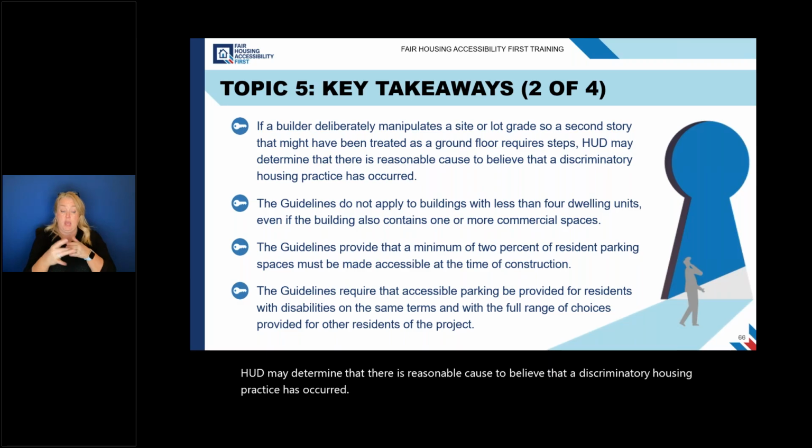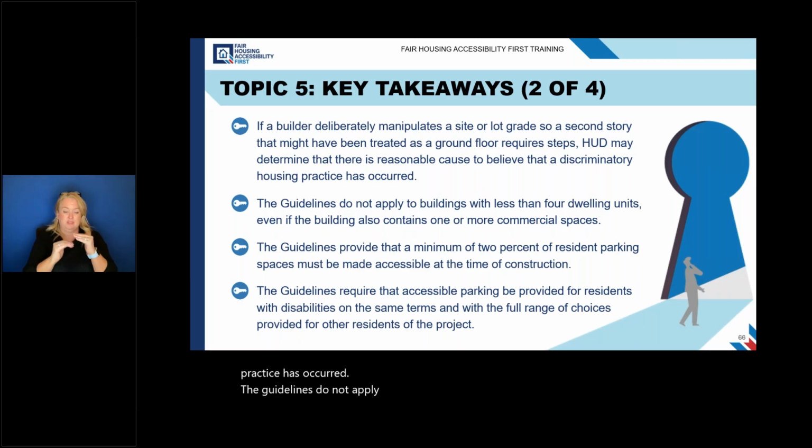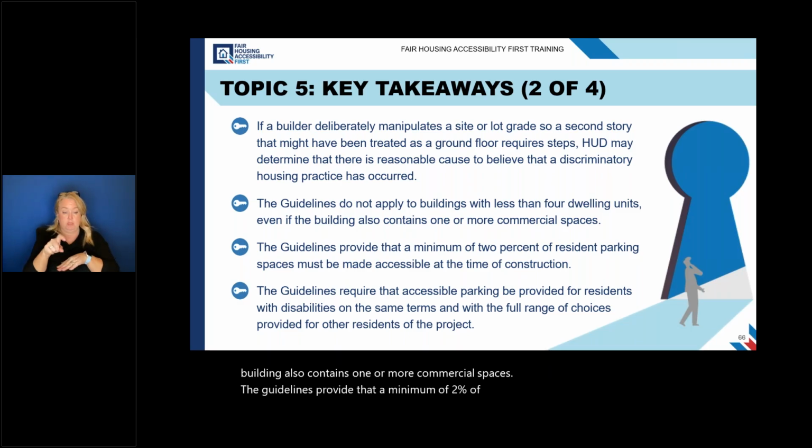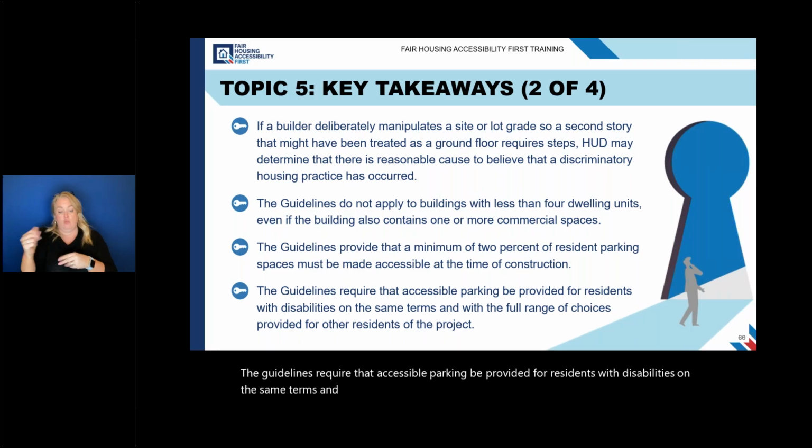The guidelines do not apply to buildings with less than 4 dwelling units, even if the building also contains 1 or more commercial spaces. The guidelines provide that a minimum of 2% of resident parking spaces must be made accessible at the time of construction. The guidelines require that accessible parking be provided for residents with disabilities on the same terms and with the full range of choices provided for other residents of the project.